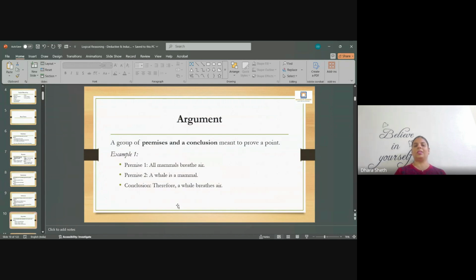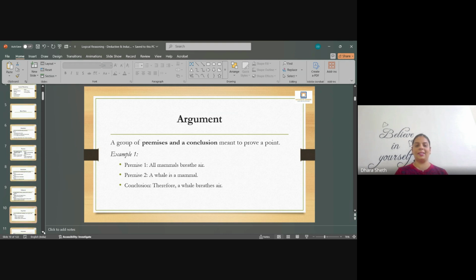Argument. Now this total group of premises and conclusion, which is meant to prove a point, is called argument. Premise 1, all mammals breathe air. Premise 2, a whale is a mammal. Conclusion, therefore, a whale breathes air. This entire set of 3 statements is called an argument.